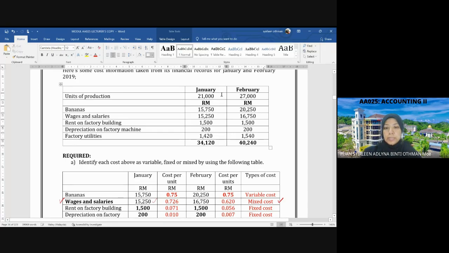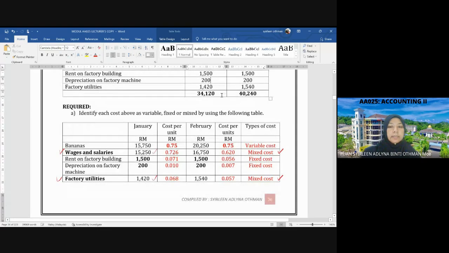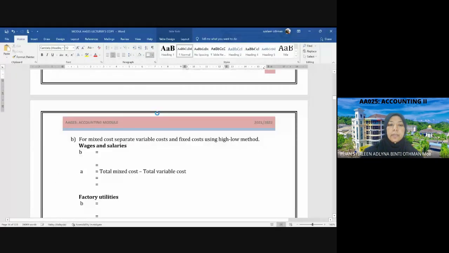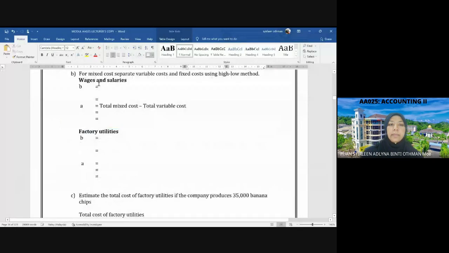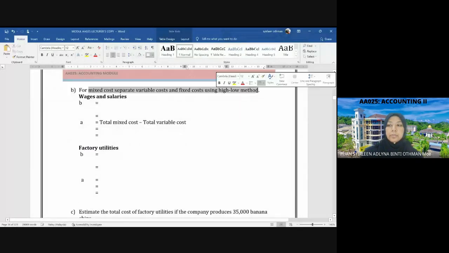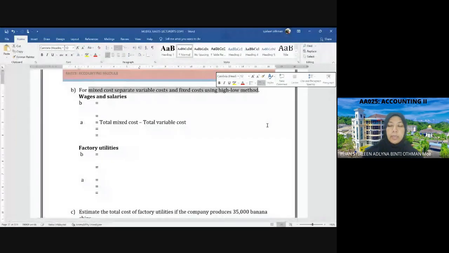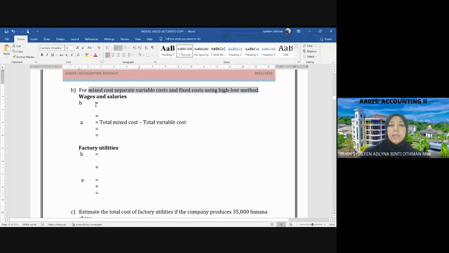Okay, so sekarang Madam nak segregate the mixed cost dulu. So mixed cost ialah wages and salaries tadi. Another one is factory utilities. So kita fokus on these two dulu ya. Alright, so the first thing that you need to do, kita segregate dulu mixed cost to get your total for fixed cost and the amount for your variable cost per unit. Okay, sekarang nak buat wages and salaries. So saya nak cari B, saya guna highest point and lowest point tadilah.